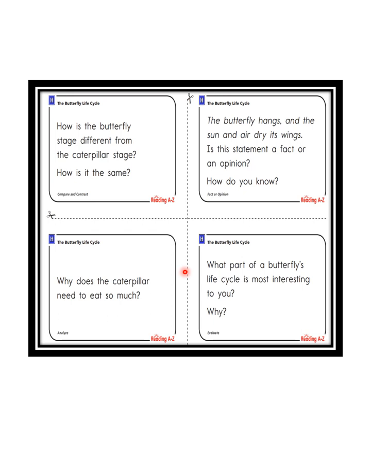Let's go to the next question. What part of a butterfly's life cycle is the most interesting to you, and why? I want you to think about that question before you go to the next page, and maybe jot it down on a piece of paper so you'll remember.